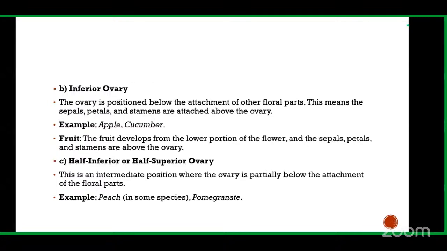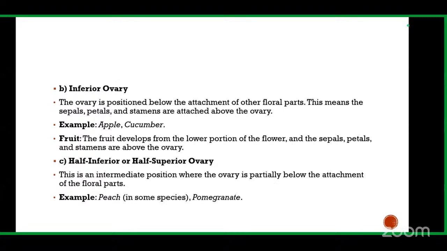Next is inferior ovary. This is vice versa of the superior one. Here the ovary is positioned below the attachment of other floral parts. This means the sepals, petals, and stamens are attached above the ovary. So here the ovary will be in the lower part, below the sepals, petals, and stamens. Example is apple and cucumber. So the fruit develops from the lower portion of the flower and the sepals, petals, and stamens are above the ovary. That's why it is known as inferior.